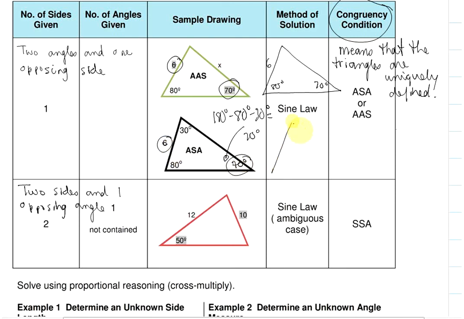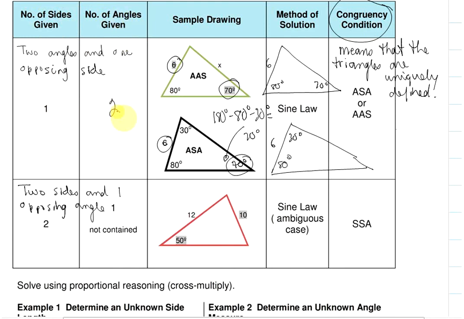Now, if I were to draw a second triangle with exactly the same information, I would get exactly the same triangle. They would both be the same size and the same shape. And just this chart, for some reason my 2 is lost here, so you can put 2 here for two angles that are given.